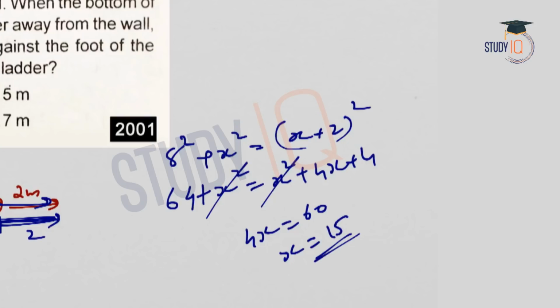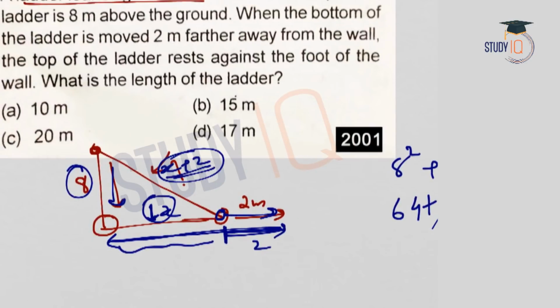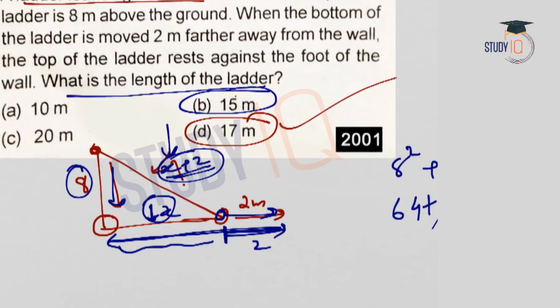Now the moment you see this x is equal to 15, you may go ahead and mark this answer. But what they are asking is the length of the ladder. That is not x, that is actually x plus 2. So what is your answer? Your answer is 17. So this is what you need to mark. What you got here is x. You need to mark x plus 2 as the answer, and that is 17. I hope this is clear for all of you.